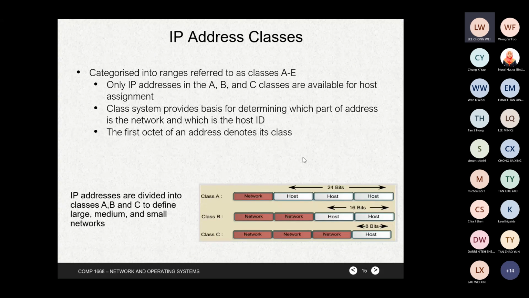For example, let's say UOG is having their own network. If they go for class C, then they can have 2 to the power of 8 number of hosts, which is a lot. I don't think UOG will have that many hosts, or servers. The most they might have.